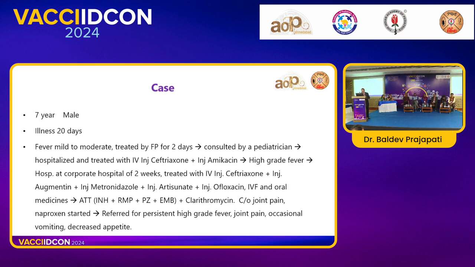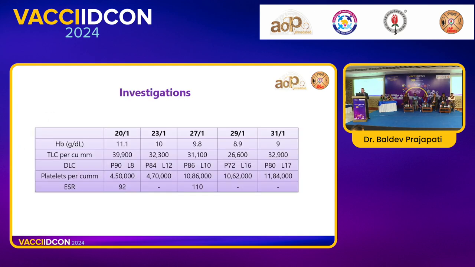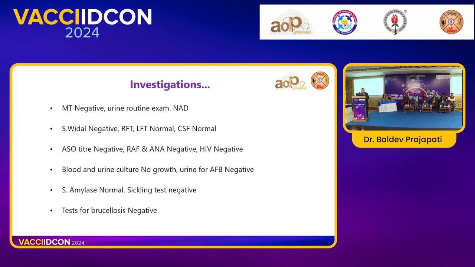The rheumatologist started naproxen and referred the patient to us. This patient was from Rajkot, with persistent high-grade fever, joint pain, occasional vomiting and decreased appetite. Investigations already done before referring to us: hemoglobin was fairly good, around 9 to 10. Total count, you can see, was every time high with polymorphonuclear reaction. Platelets also, I will say not sky, but sky high. ESR was raised. Other investigations from the tuberculosis point of view were negative. Vidal was negative, renal functions, liver functions normal, CSF not showing anything positive, ASO titer negative, RA factor done, ANA negative, HIV negative, all cultures negative.